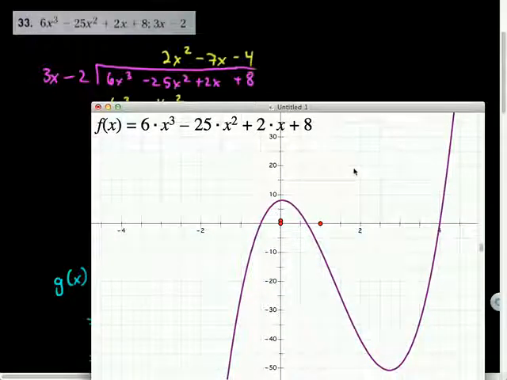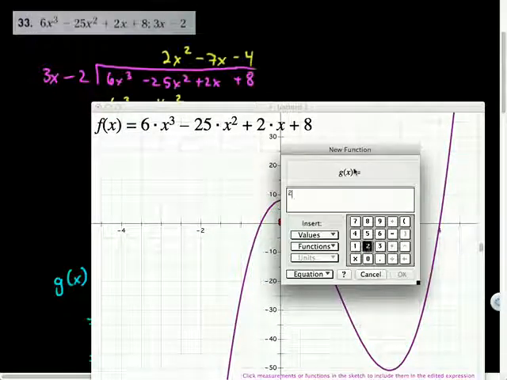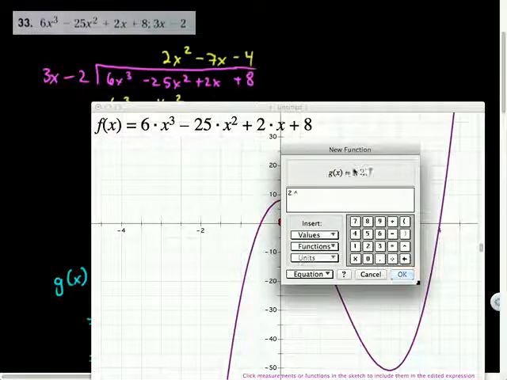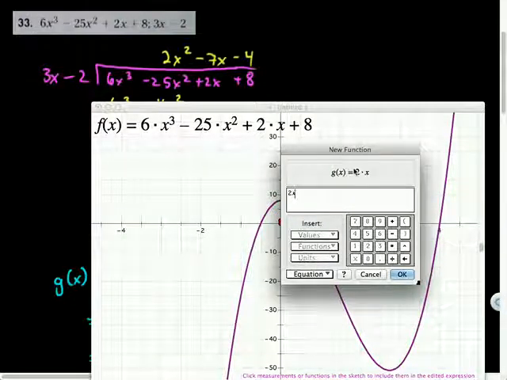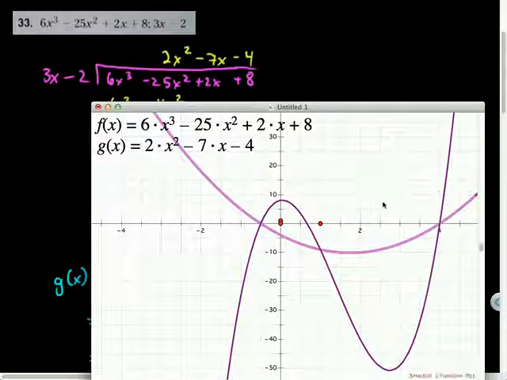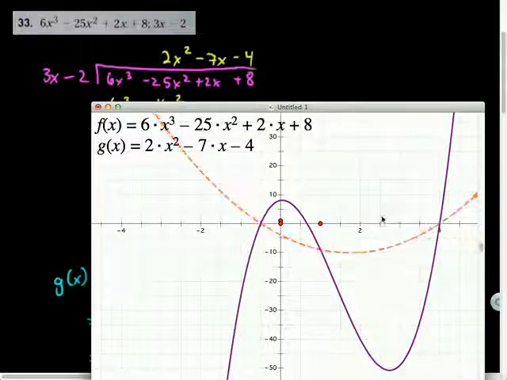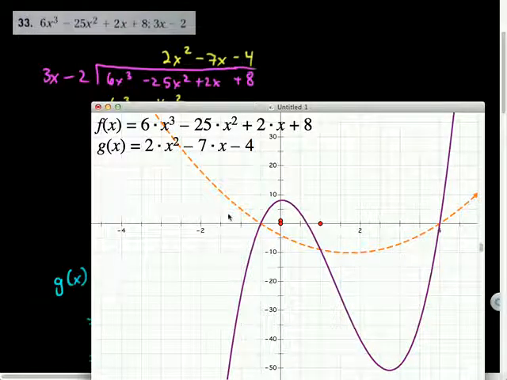And now let's graph the depressed polynomial, which was 2x squared minus 7x minus 4. And behold, what does it have in common? It shares some x-intercepts with it, right? Isn't that good stuff? I'll even make that a dashed line. Bam. So there we go. It actually shares some of the x-intercepts.